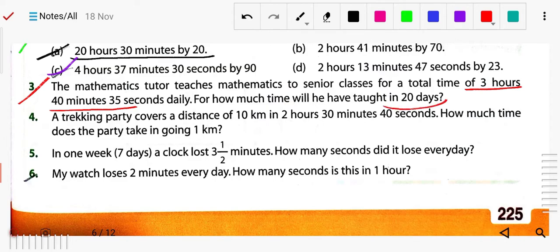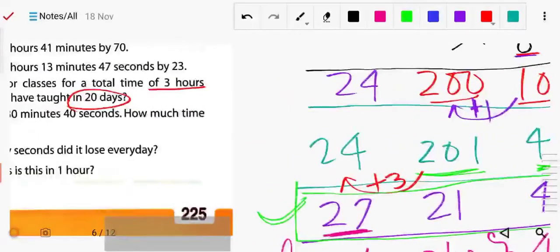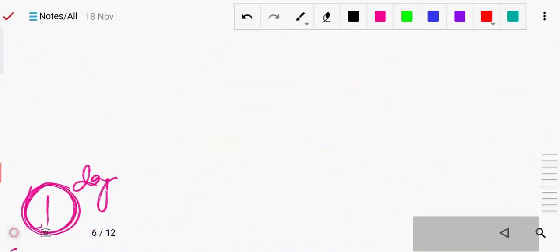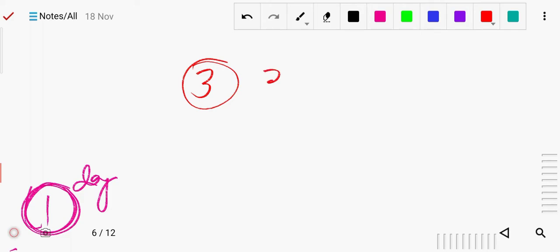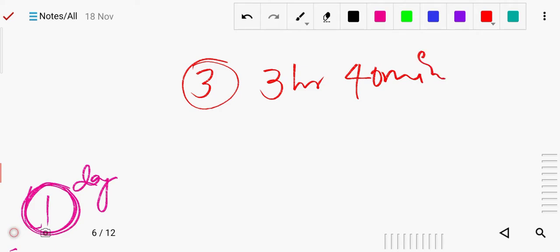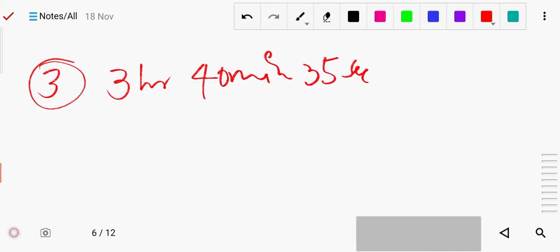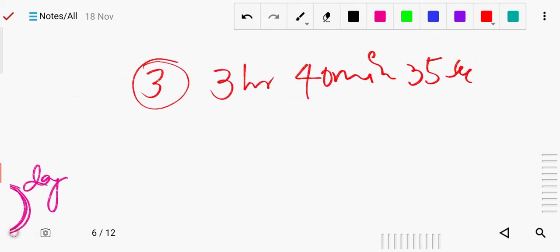So in 20 days how many will it be? It means we have to multiply. Simply, you have to multiply the given numbers by 20. So in number 3, how will you do it? It is given 3 hours, so for 3 hours you write 40 minutes and 35 seconds, and all of this you have to multiply by 20 days.